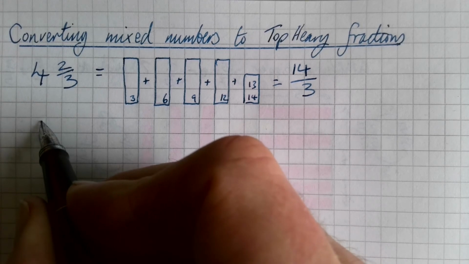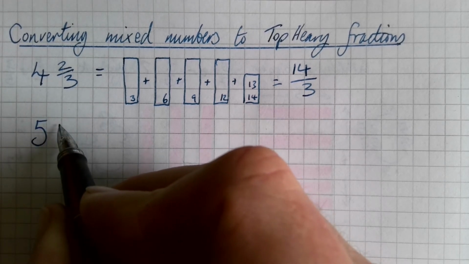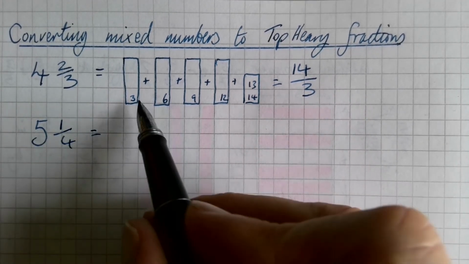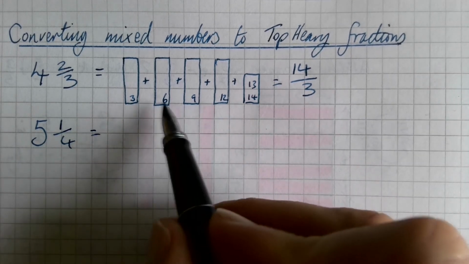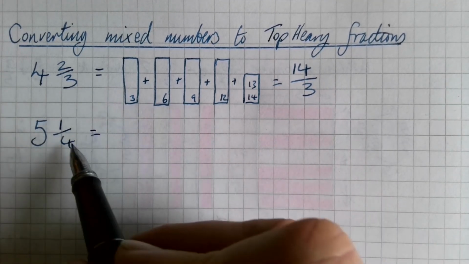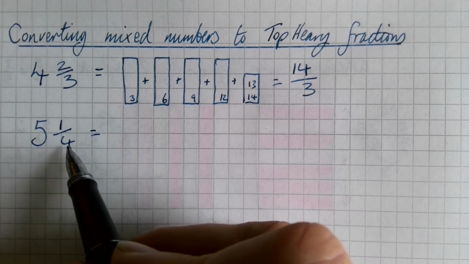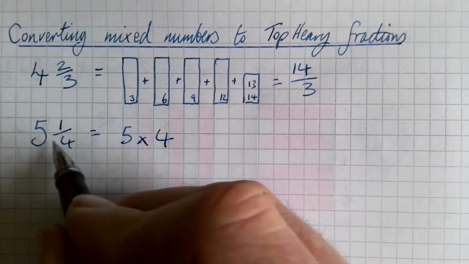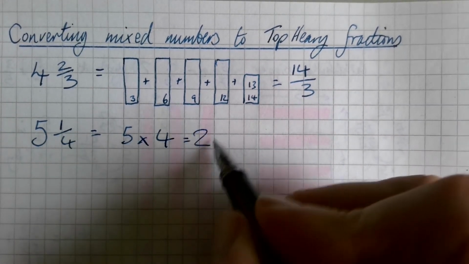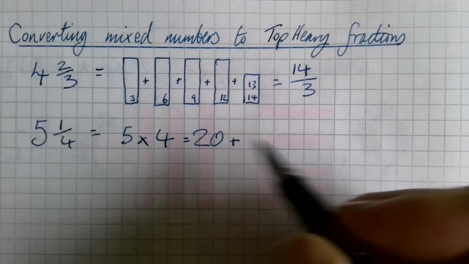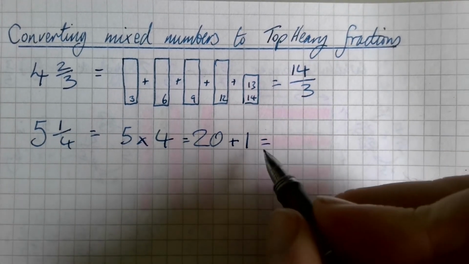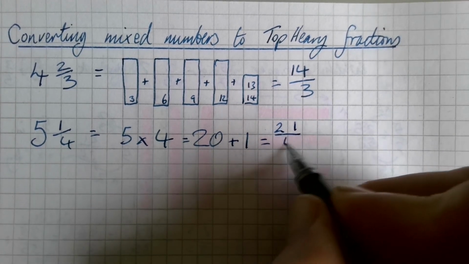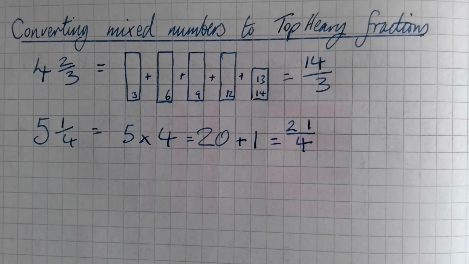I did promise you a slightly different way, didn't I? So how about if we had 5 and a quarter? Well, you may have noticed that what I've got here is the 3 times table up to 4 3s. So quarters is the size. Every hole is going to be worth 4 of those. So I do 5 times 4. And when I've done that, I add the numerator, because that's how many we've got left over. So 20 plus 1, which needs to be divided by 4. So it's 21 quarters. So there's your 2 methods.